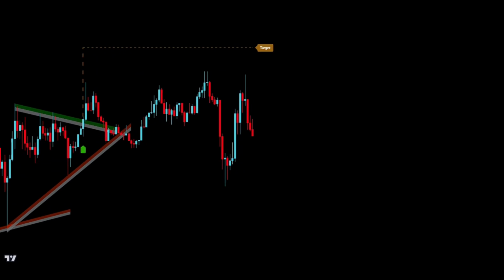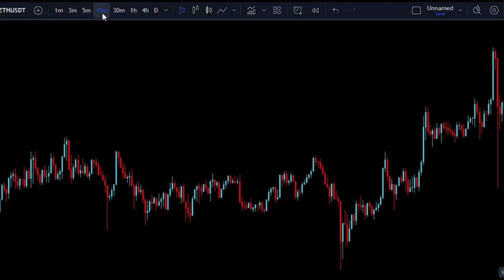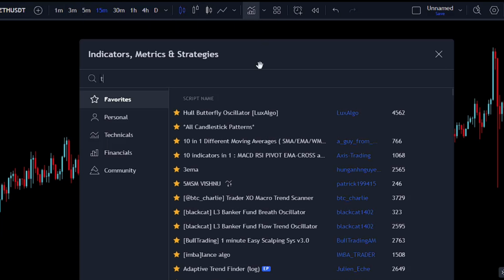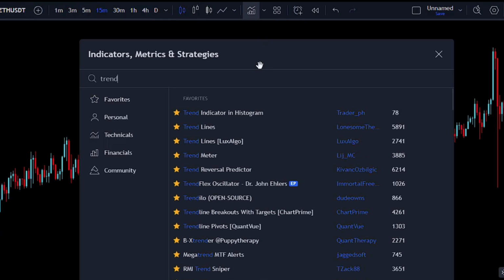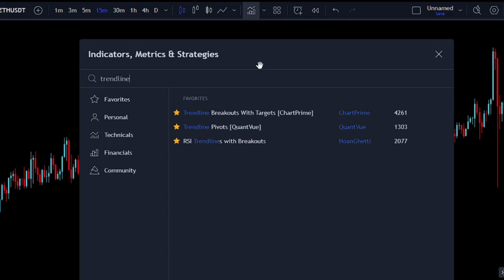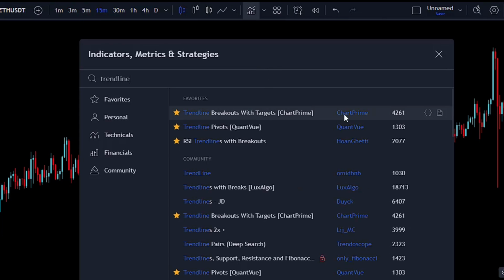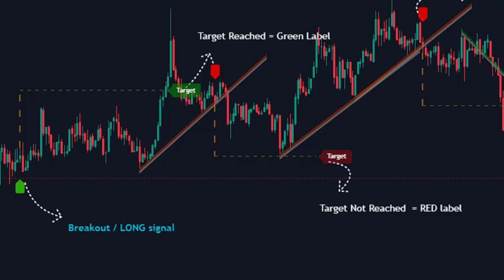To apply this indicator to your chart, log into your TradingView account and open any market. Currently, I'm monitoring the Ethereum price chart on the 15-minute time frame. Open the indicators and search for trendline breakouts with targets. Select this one by Chart Prime. Now, let's thank the creator of this amazing script.